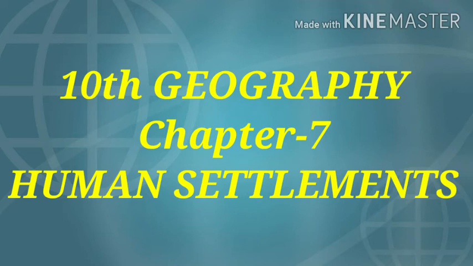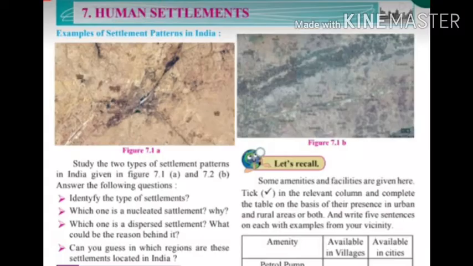Hello, good morning, students. Today we are going to see Chapter 7, Human Settlements. This chapter is about a comparative study of India and Brazil with reference to settlements, patterns, and urbanization.